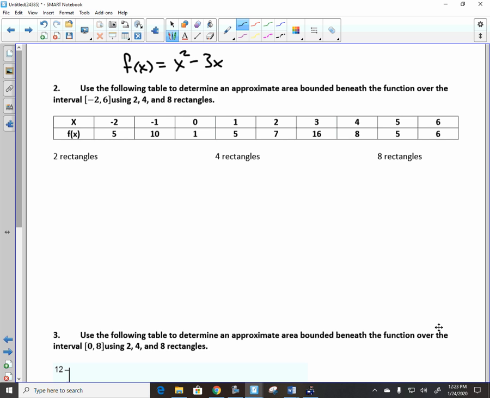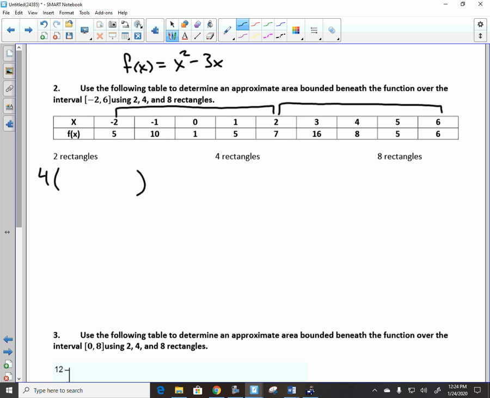You see that? So it says, use the following table to determine the approximate area bounded beneath the function over the interval -2 to 6 using 2, 4, and 8 rectangles. Well, if I'm going from -2 to 6, I'm using 2 rectangles. What's the width of each one? The width is 4, right? So I have 4 times, then I need the sum of the heights. So if the width is 4, this is a width of 4, right? And then this is another width of 4.